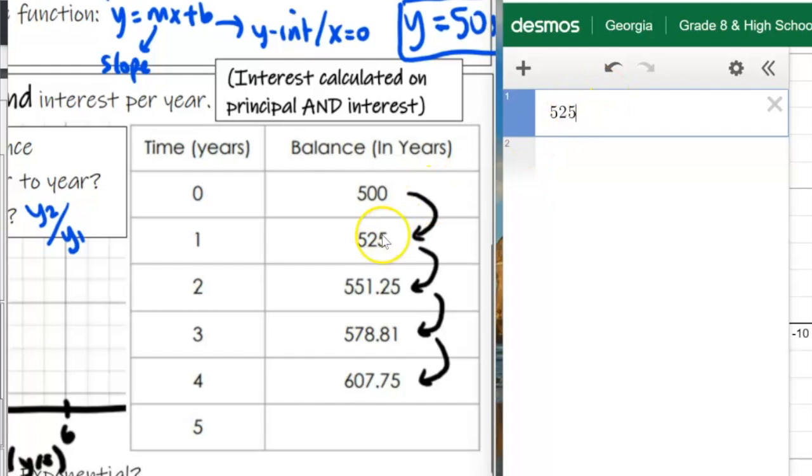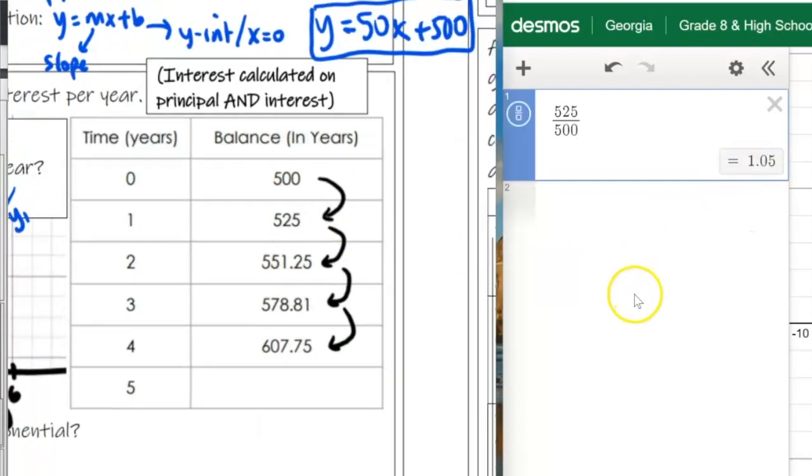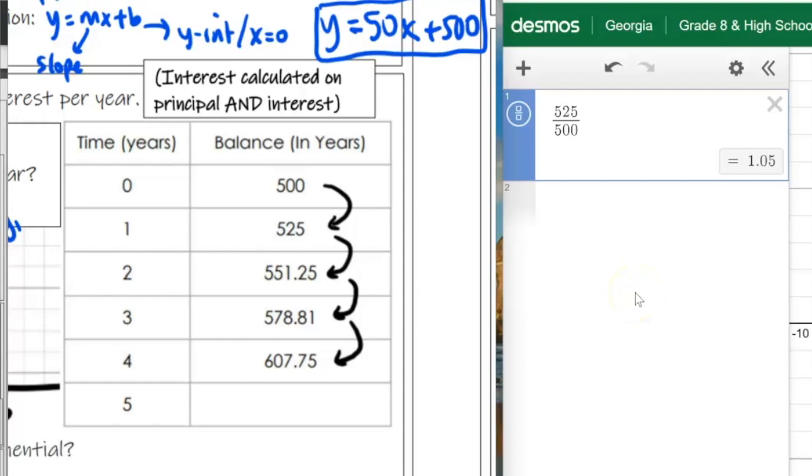But I already started with this one, so I'm going to keep that. So my second y value divided by my first y value, which is 500. So now it's saying that each time, if this is an exponential function, I should be multiplying this by 1.05. So let's see if it works.